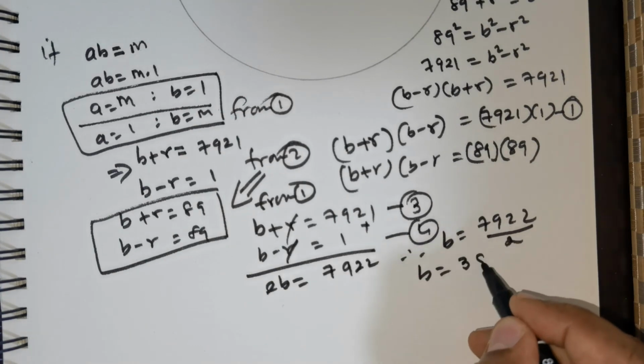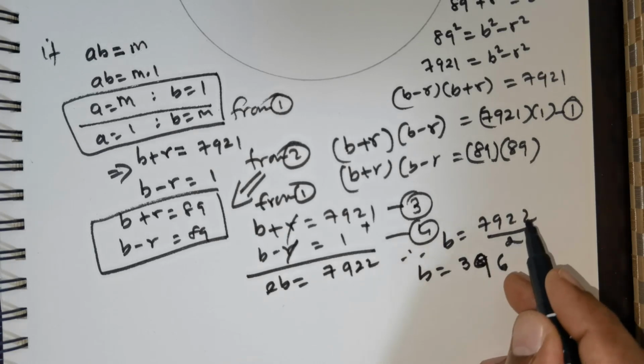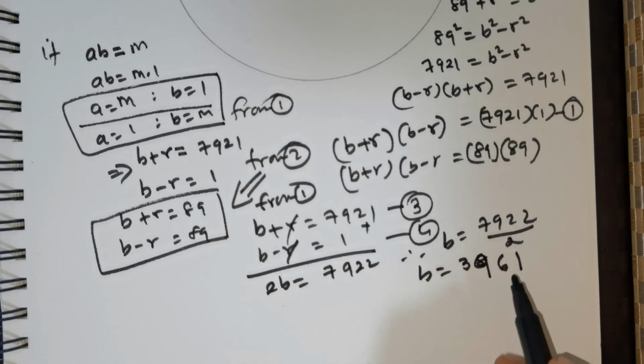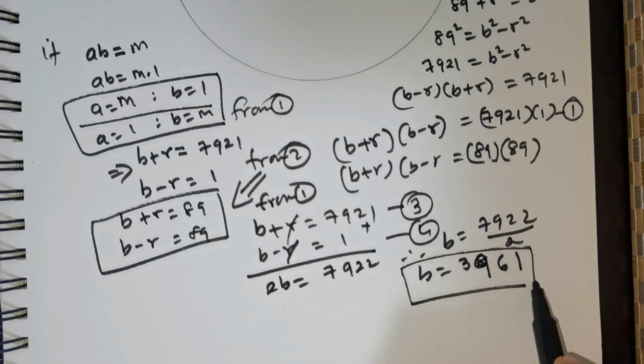Which means B is equal to, 2 times 3 is 6, 9 2s are 18, so carry 1, 6, 2 times 6 is 12 and you have a 2 and that's 1, 3961. You multiply by 2 you get 2, 6 2s are 12, 2, 1, 9 2s are 18, 19, 1, 3 are 6, 7. Okay, fair enough. So you have got the value of B.